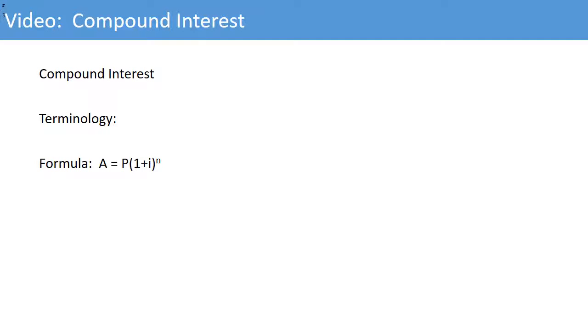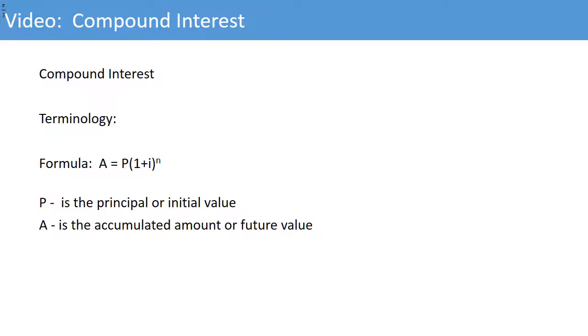The formula: A equals P, 1 plus i, to the exponent n. What do these letters mean? Let's take a look. P is the principal amount of the investment or the loan, or we could call it the initial value. It's what you're starting with. A is how much you have at the end. What's the finishing amount? What's the final amount?